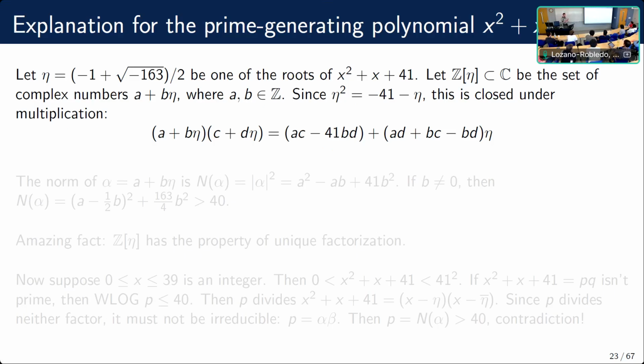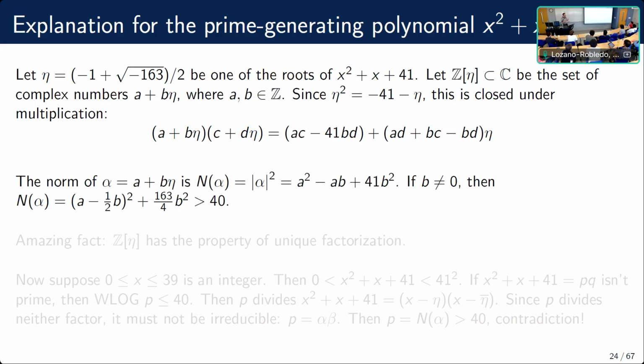There's also a norm. The norm of an element is still defined this way. It's the square of the absolute value. And if you write out alpha this way, the norm ends up being this. And this is a quadratic form in two variables, a and b.